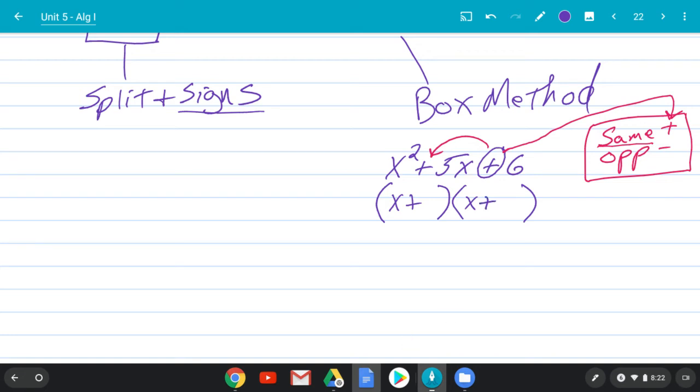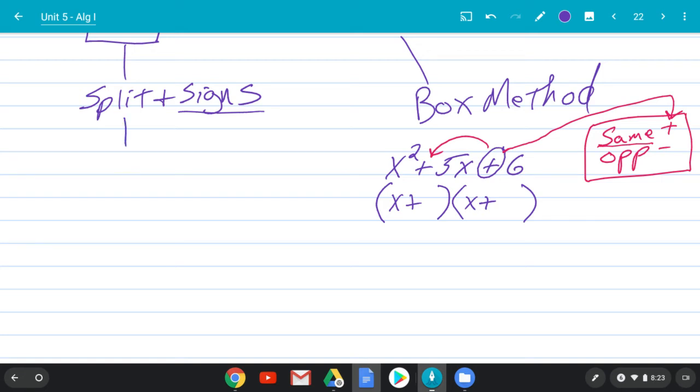Does everybody understand how I got those two signs? So I saw that there was no leading coefficient, and the first thing I did was split the signs. Okay, so I split it into two sets of parentheses, and I looked at signs in that quadratic to determine what the signs I split is going to be. Cool?